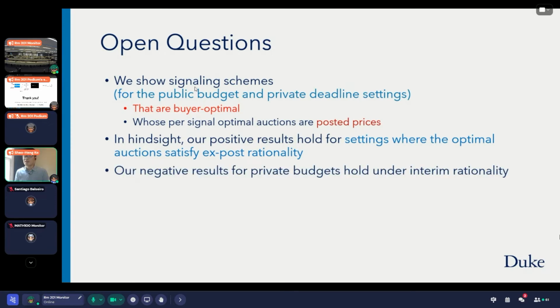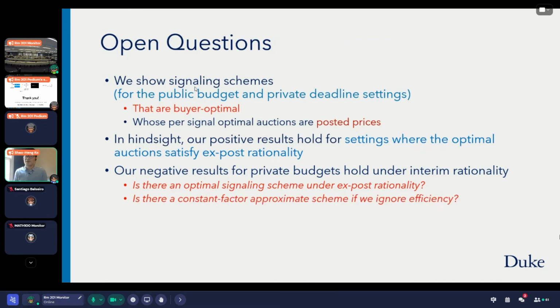In contrast, our negative results critically require interim rationality, where the buyer pays a price before knowing whether or not they receive the item. And currently, we still don't know if there's a buyer optimal signaling scheme under ex post rationality for the private budget setting. We also don't know if there's a constant factor approximate scheme if we don't require efficiency. And if so, it would give us a positive counterpart to our lower bound.